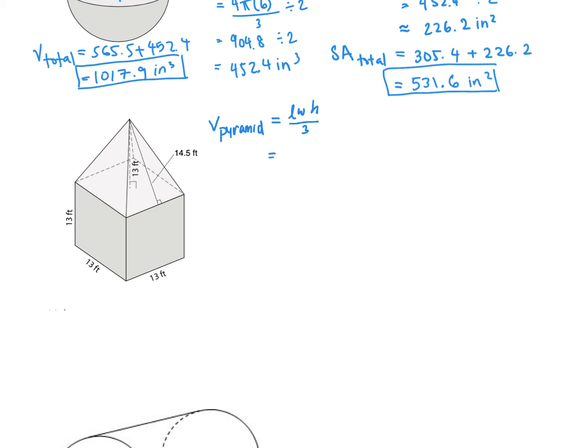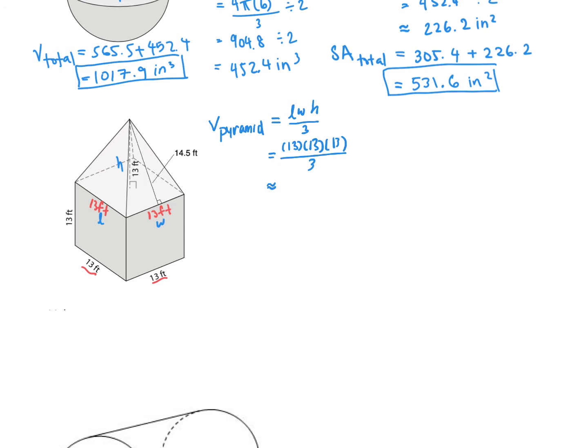So if we look at our formula here, sometimes we do have to take dimensions from one shape and bring them up. So the 13 feet right here is also 13 feet here. The 13 feet here is also up here. So now I can see that my length and width are 13 feet. The actual height of the pyramid is 13 feet. Please note that the 14.5 is the height of the triangular face, so it's the slant height, which does not apply to volume. So we're going to have 13 times 13 times 13, all divided by 3.